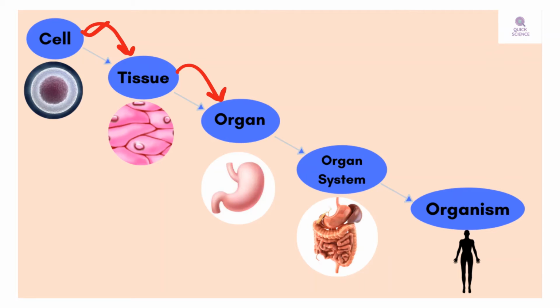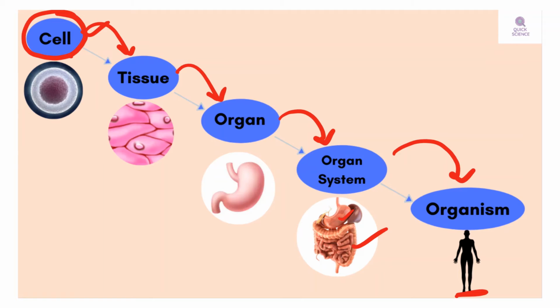And organs aggregate to form organ systems. For example, here I have shown you stomach and intestine form the digestive system. And many such organ systems form an organism. Hence, we can say cell is the basic structural and functional unit of life because all organisms are made up of cells. So, as we all know, every organism performs various functions during its entire lifespan.